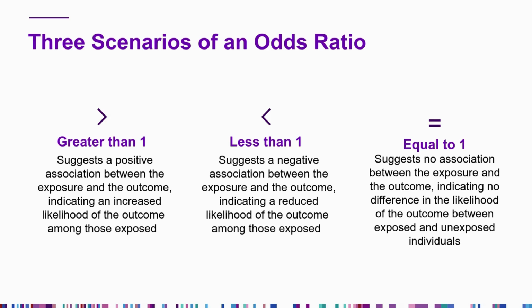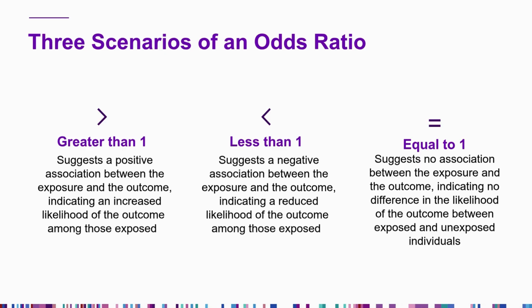When you calculate an odds ratio, you will get a number that represents the odds of something occurring. These are often used in genetics to determine the odds of developing a disease, or in other words, the strength of the risk for developing that disease. It's important to understand how to interpret the odds ratio. So here you see that an odds ratio greater than 1 indicates a positive association between the exposure and the outcome, indicating an increased likelihood of the outcome among those exposed.